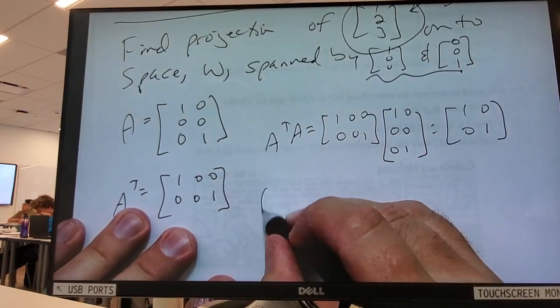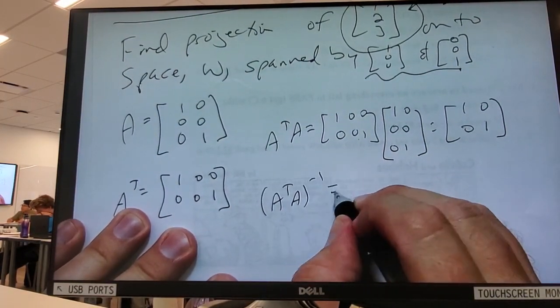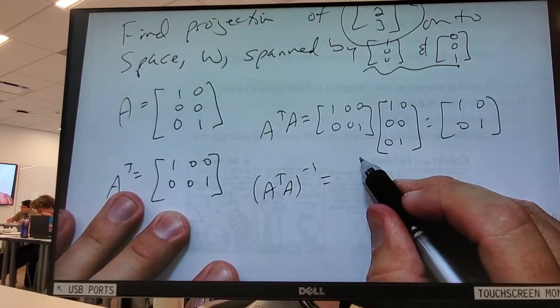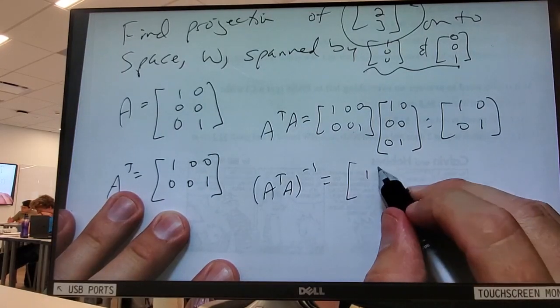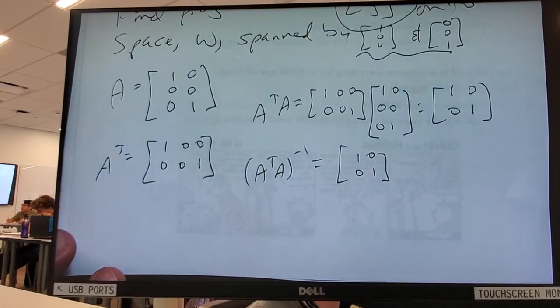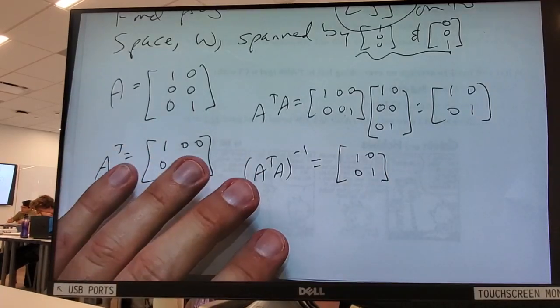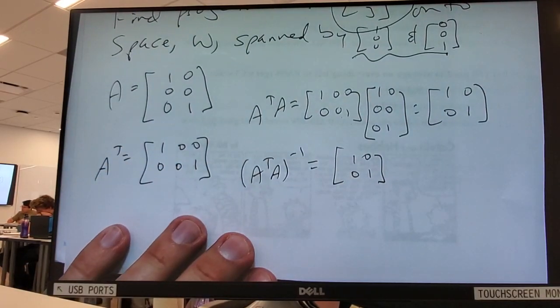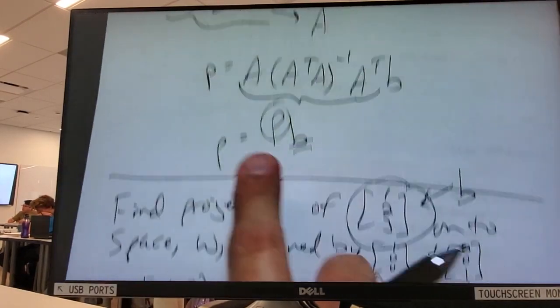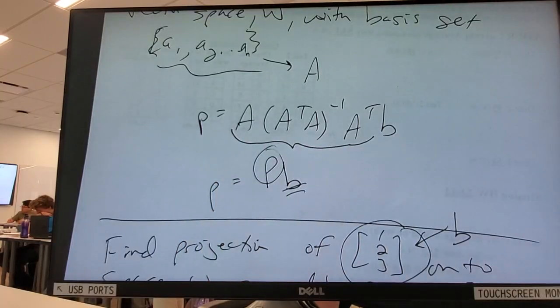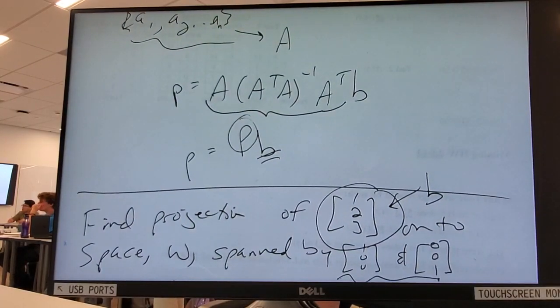Okay. So what's A transpose A inverse? You can't beat this one. Still 1, 0, 0, 1. So, you've got everything you need now to do this. Calculate it. Do it.